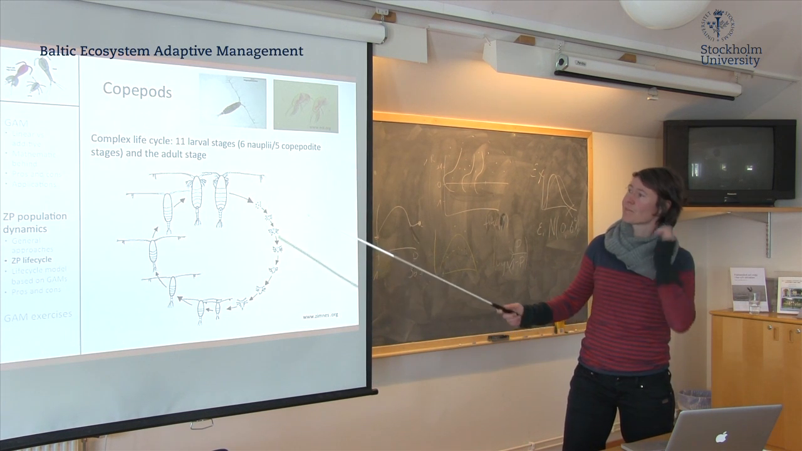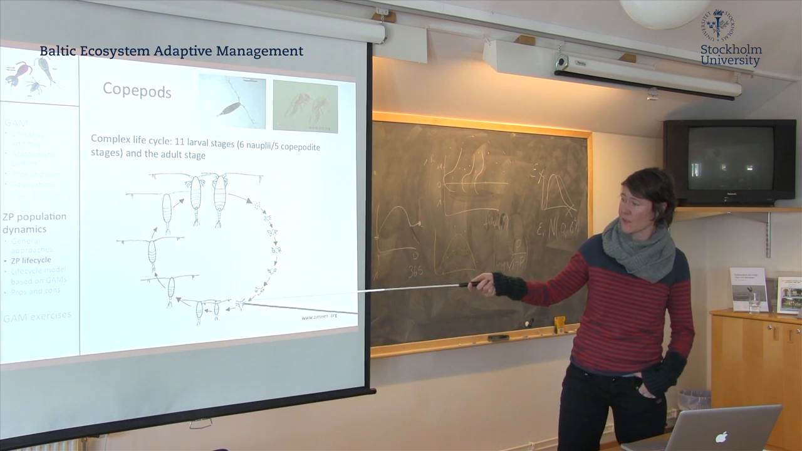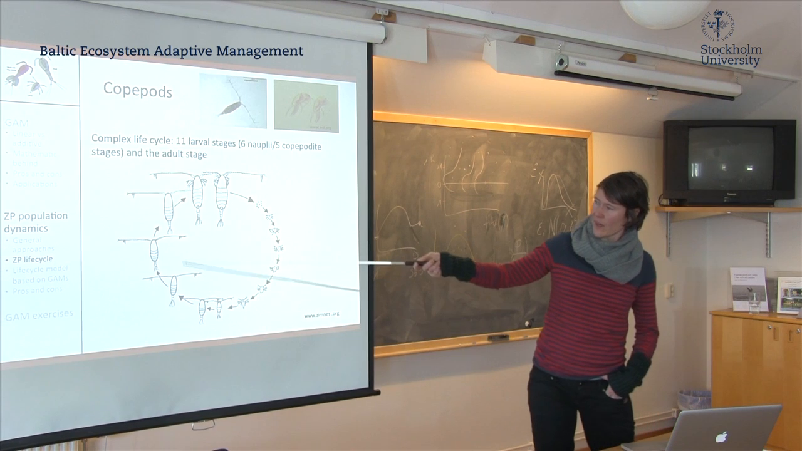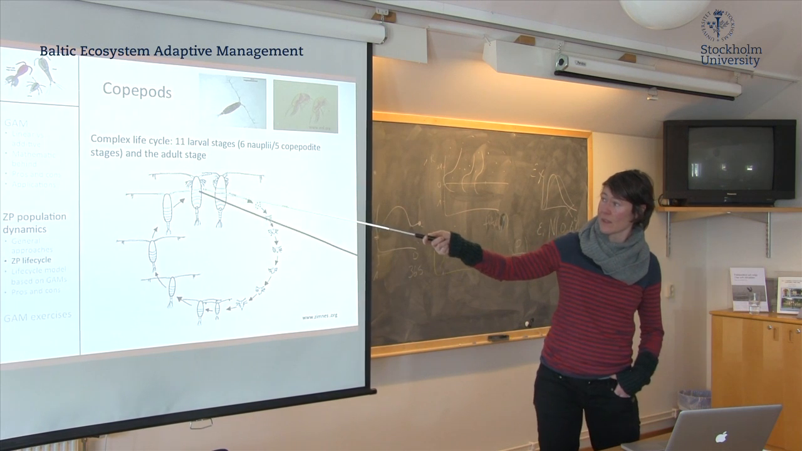So the copepods have a complex life cycle with 11 stages. These are the 6 nauplii stages, after the eggs, and then come 5 copepodite stages, and eventually they mature to adults.